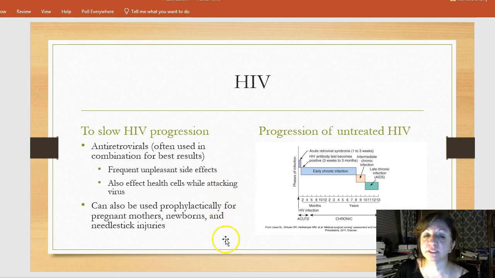For HIV, we have a specific group of antivirals. There are 3 different types, and that's why a patient usually has to take what we call an HIV cocktail to prevent the spread of the HIV virus. And once the patient continues to take those, we can prevent them from getting full-blown AIDS.